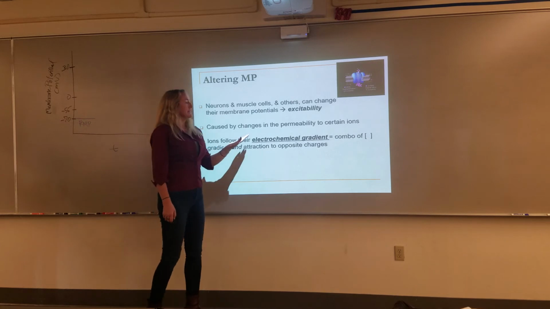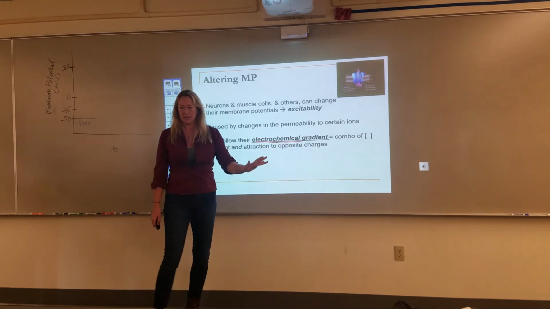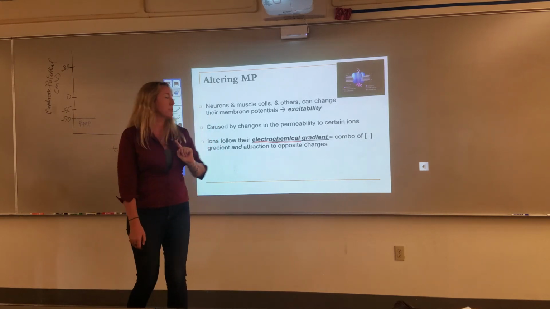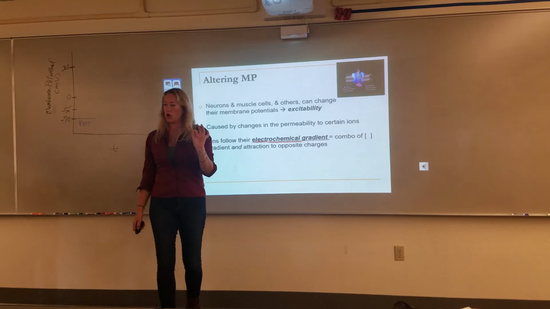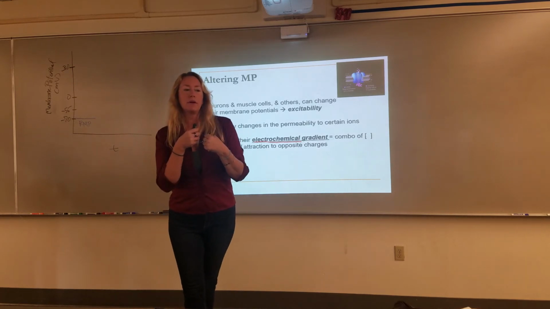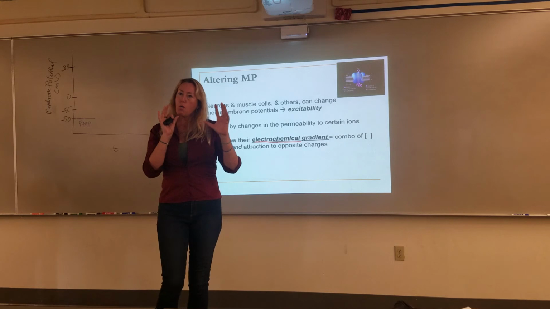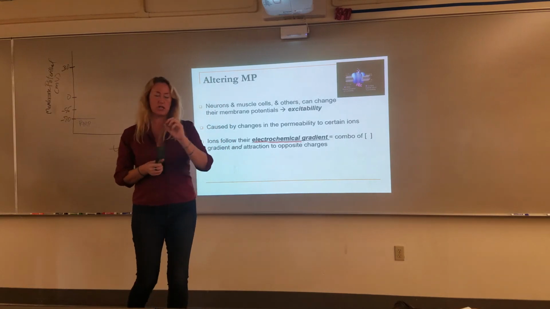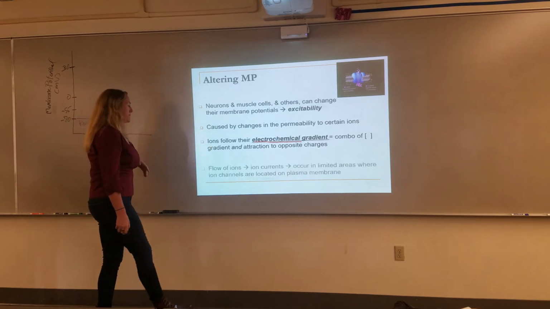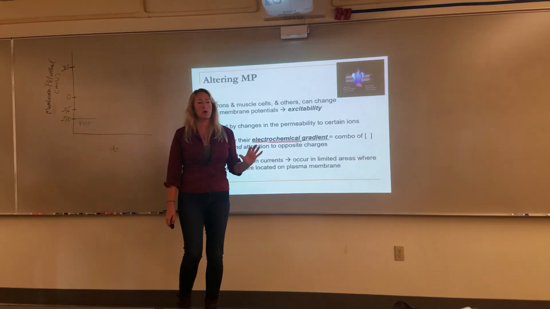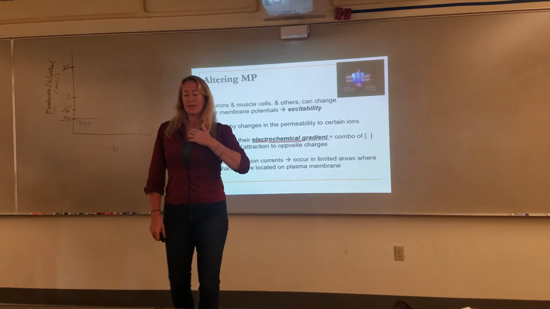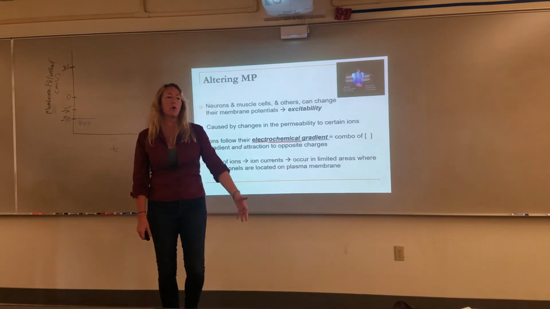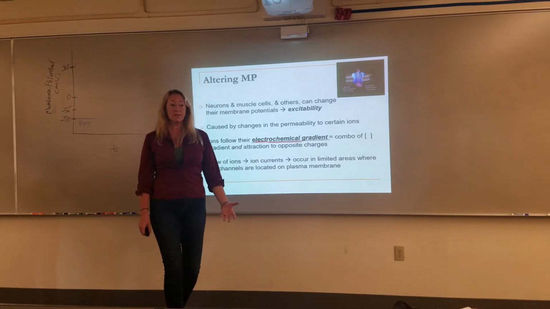So ions follow their electrochemical gradient. Remember, this is the combination of the gradient, so the concentration difference on either side of the membrane, and their attraction to opposite charges. Positive goes with negative. Okay, so these two things determine where those ions are going to go. Electrochemical gradient, attraction and concentration. That's going to determine where they fly in or out. Flow of those ions we call ion currents. Just like in a battery or in electrical wires, electricity, these cells are electrical, they're excitable. Charges flow. So if we have ions moving, we call those currents, ion currents.